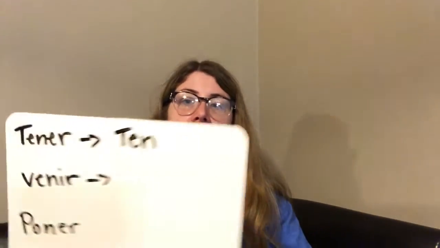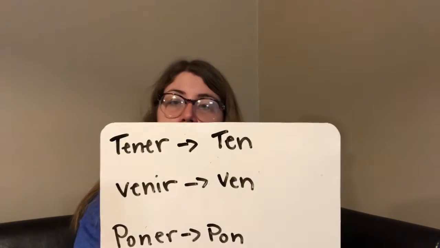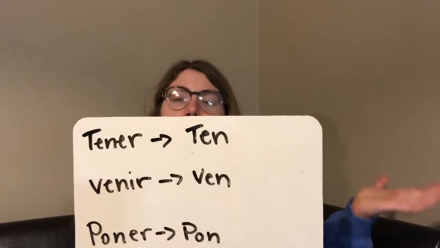So to do this, basically, all you're doing is taking off the ER for these first three. So we have tener. It becomes ten. Venir becomes ven. We have poner. It becomes pon, P-O-N. So for those three, that's how this works. You just take off the ER and you're left with your stem. That's all you need for a command. Now the other ones, they are a little bit different.